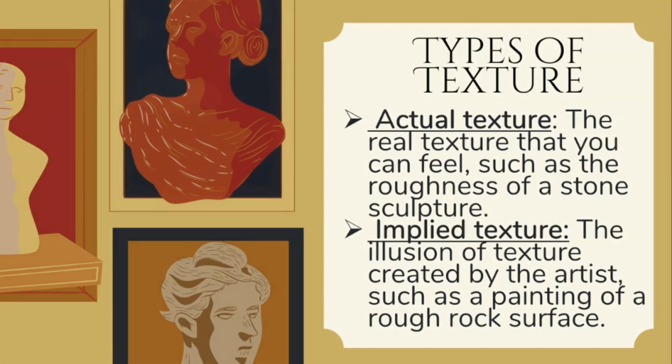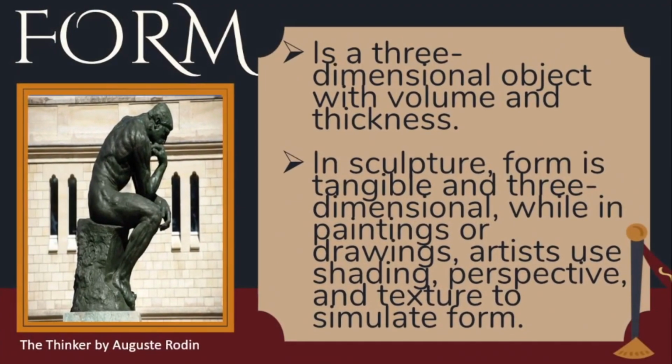Form. Form is a three-dimensional object with volume and thickness. Forms have depth, width, and height and can be physical, as in sculpture, or implied, as in drawing or painting. Form is crucial for creating the illusion of three-dimensionality in two-dimensional art. In sculpture, form is tangible and three-dimensional, while in paintings or drawings, artists use shading, perspective, and texture to simulate form. Example, The Thinker by Auguste Rodin.